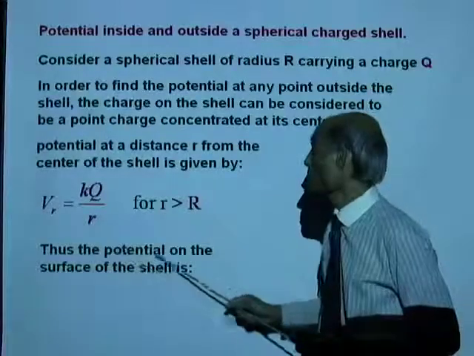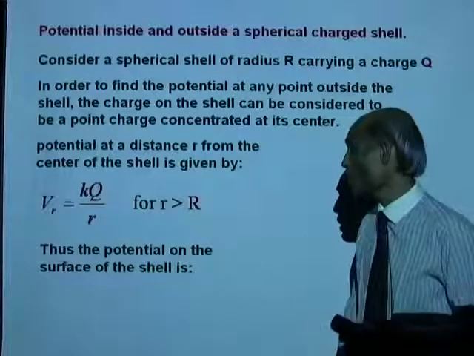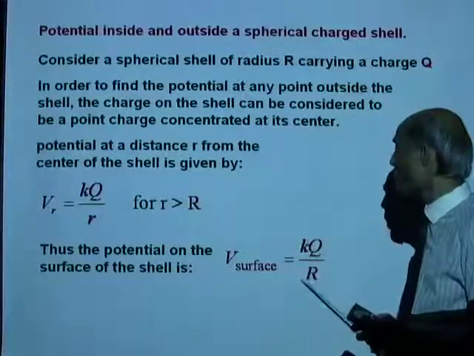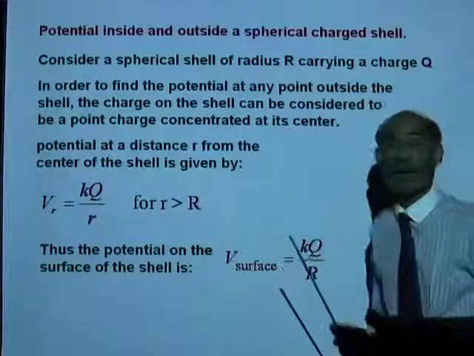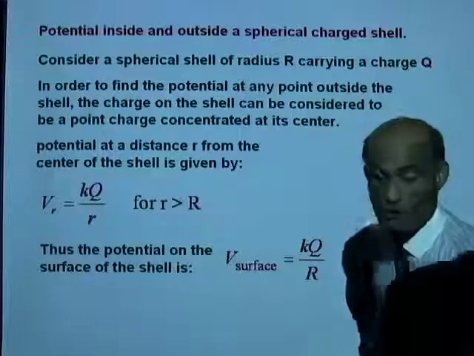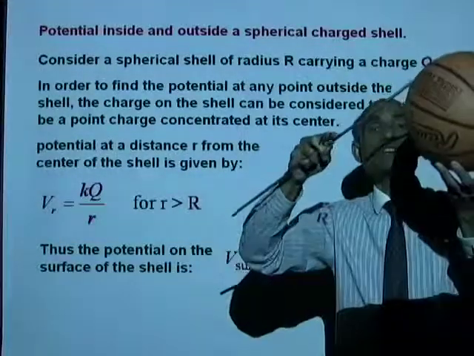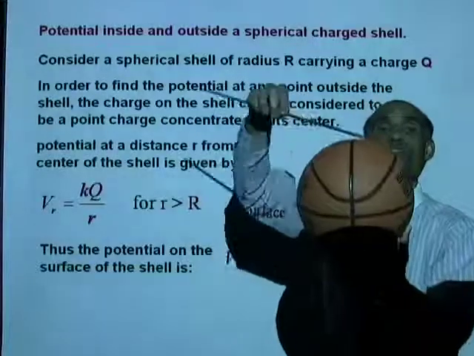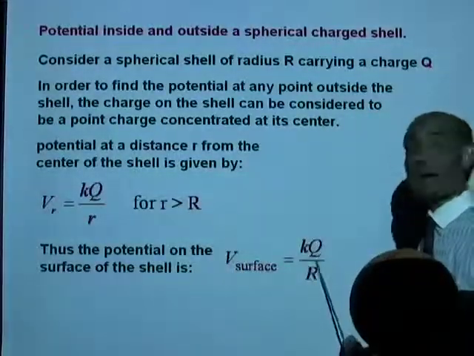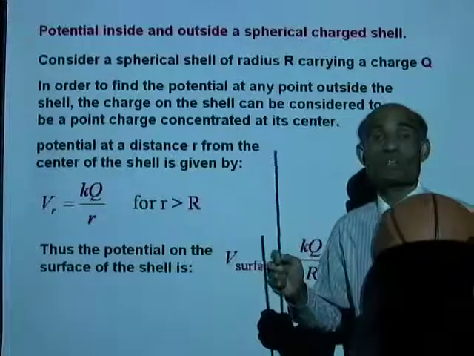Well, what is the potential on the surface of the shell? It is kq over r, where r is the radius. So the potential on the surface of the shell, everywhere on the surface, will be a constant, and that will be kq divided by r, where r is the radius of the shell.